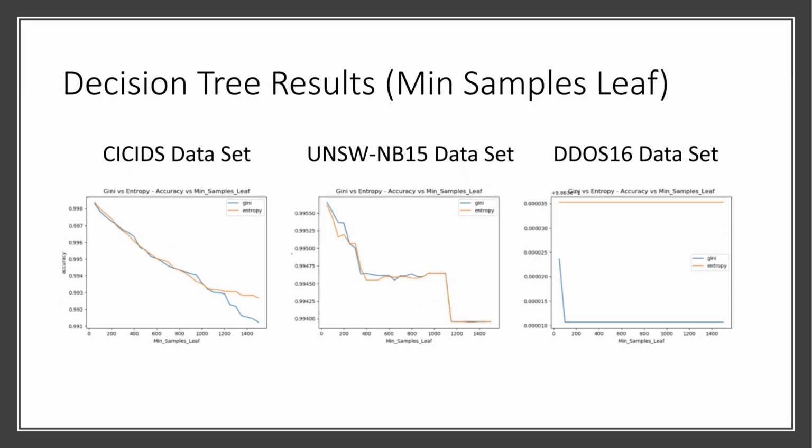As you can see in the graphs for min sample leaf, both the CIC IDS 2017 dataset and the UNSW NB15 dataset have similar results to the min sample split, but this time the DDoS16 struggles to predict. Again, this could be due to the lack of features the dataset contains, or because the number of attacks is significantly less than the other two datasets. And again, one solution is to tweak the parameter values again for the DDoS16 dataset.